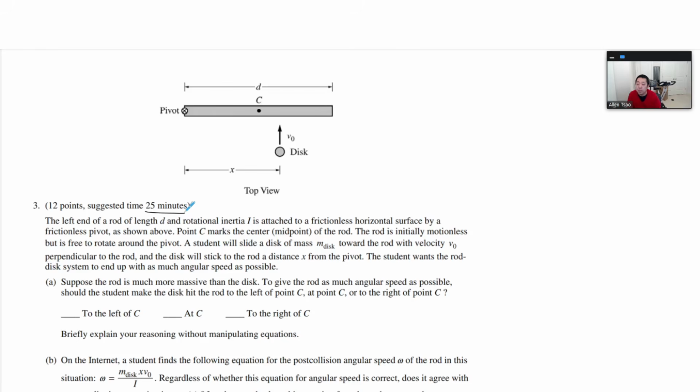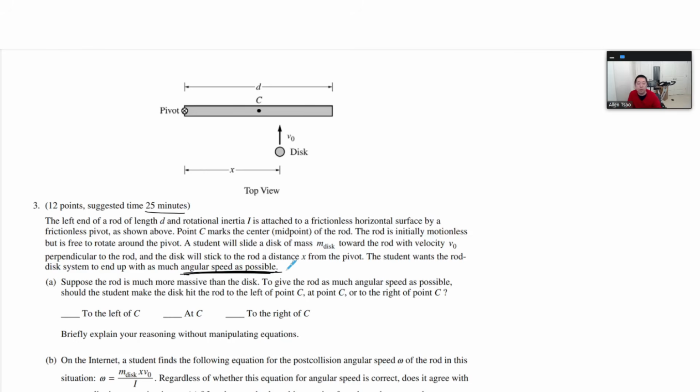Okay. Here we have the left end of a rod of length d and rotational inertia I attached to a frictionless horizontal surface by a frictionless pivot as shown above. Point C marks the center of the rod. The rod is initially motionless but free to rotate around the pivot. So I'm going to slide this massive disc and I want to hit it and cause it to rotate, basically. He wants the rod-disc system to end up with as much angular speed as possible.